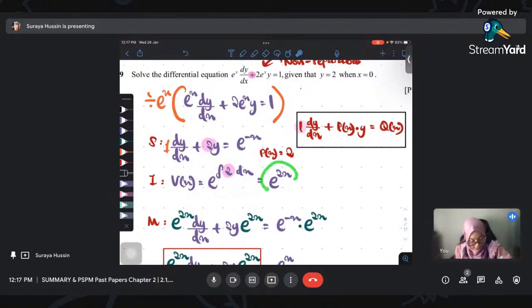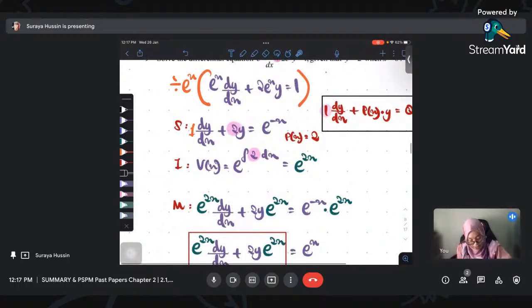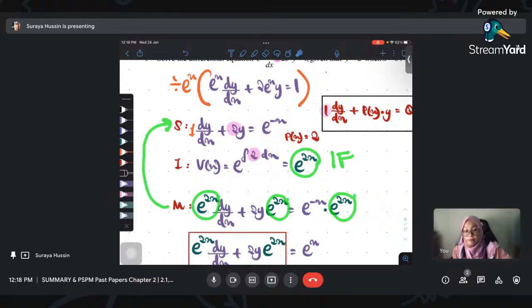Because we only need this. We only need this. Kita dah dapat IF kita. And then kita akan darabkan setiap IF ni. Kita akan menggunakan IF kita, integrating factor ni, untuk didarabkan pada setiap term. Setiap term yang mana? Setiap term yang berada di simplified tadi.